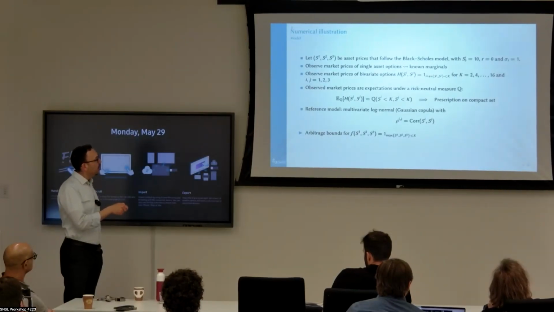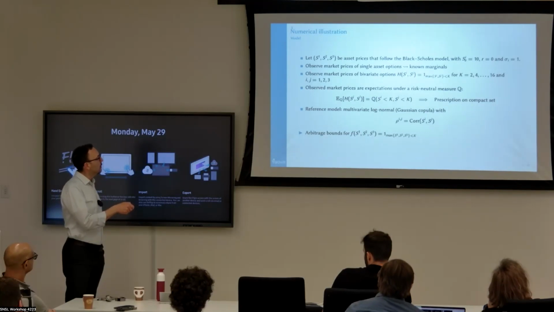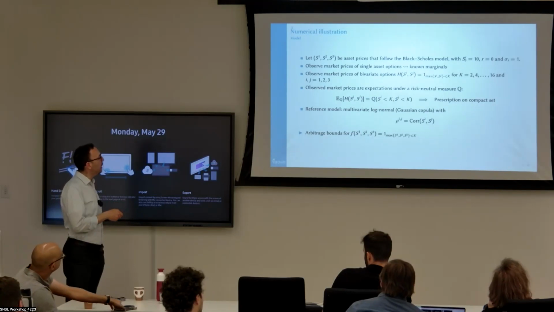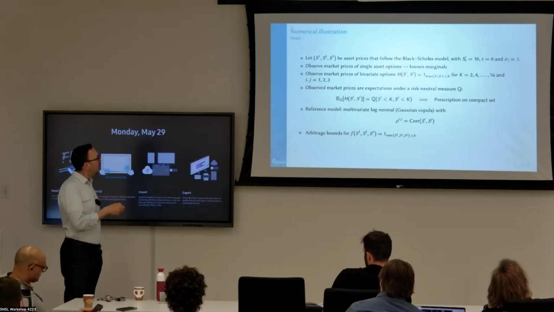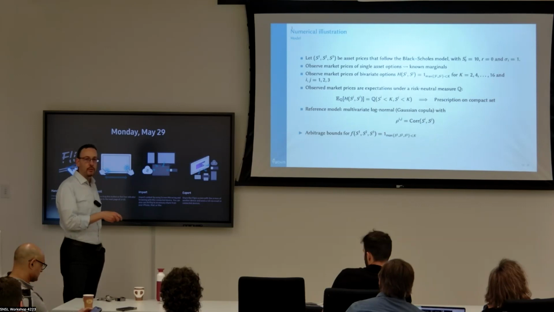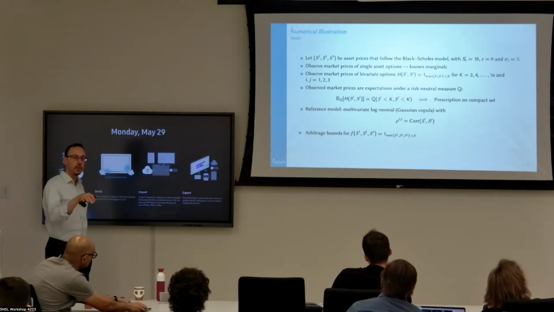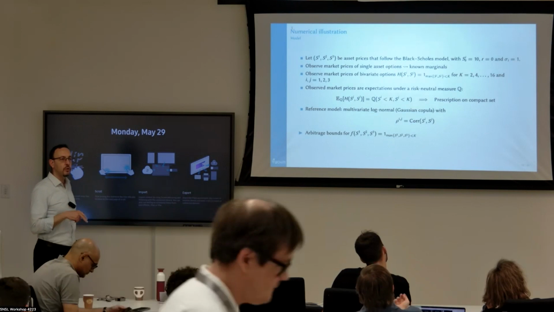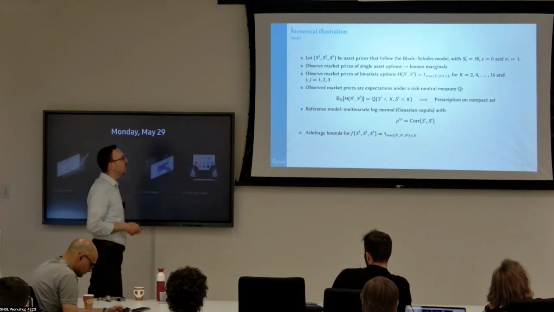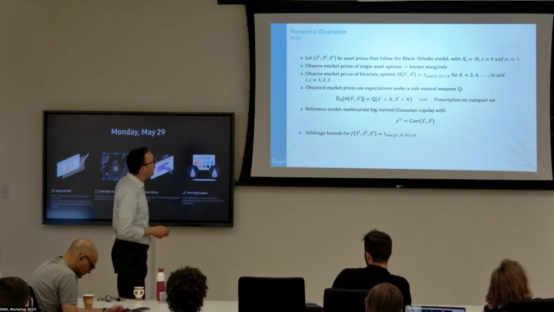You also assume that you observe market prices of bivariate, like basket call options of this type. And then you are interested in computing bounds for a three-dimensional asset. Okay, so you have information about these pairwise two-dimensional assets, and you're interested in what happens in the three-dimensional case.